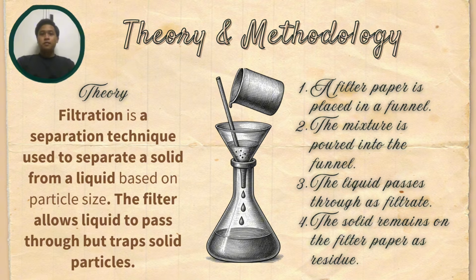And next we have filtration. Filtration is a simple technique used to separate solid and liquid. It works because filter paper can block solid particles but still allow the liquid to pass through. During the process, the mixture is poured into a funnel with filter paper around it. The liquid that passes through is called filtrate, while the solid that stays on the filter paper is called residue.